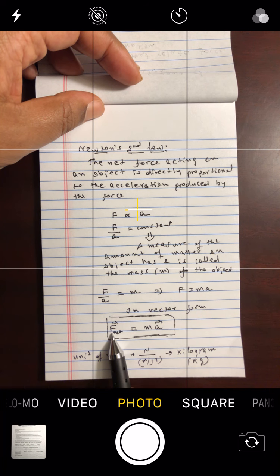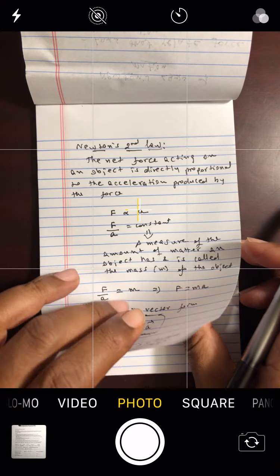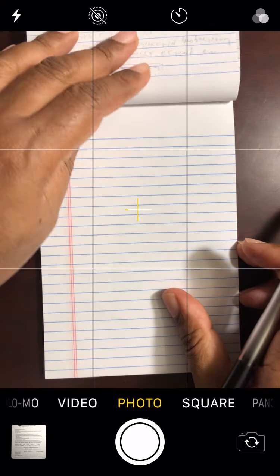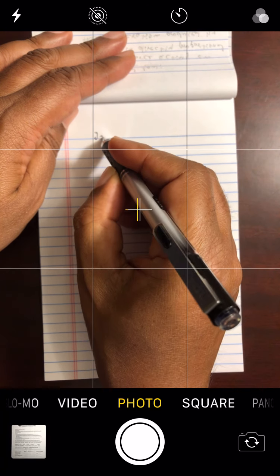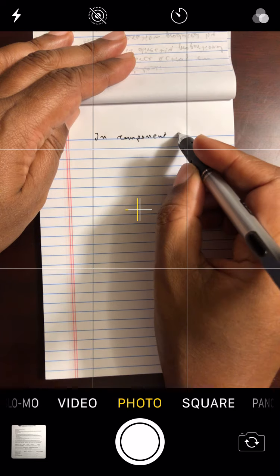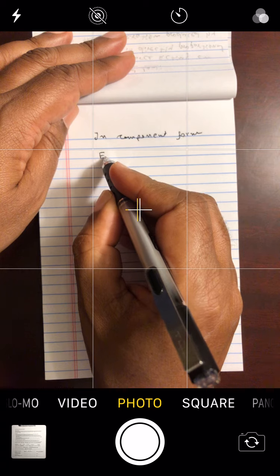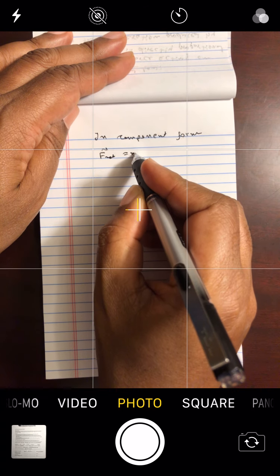If you want, we can write each in the i-j notation and use the vector equation, but also we can decompose this equation into two components, the horizontal component and the vertical component, or the x component and the y component. So let's write this equation in component form. In component form, we have F net equals ma.